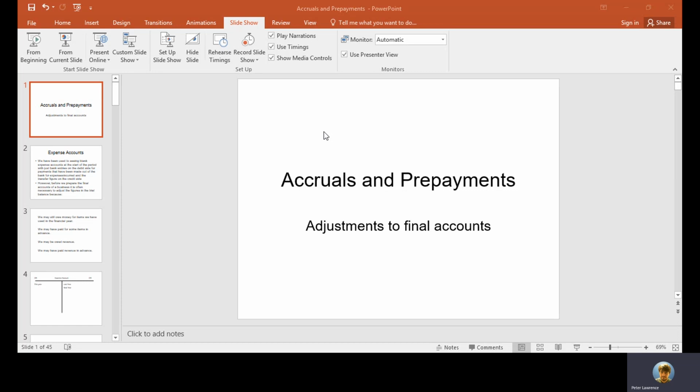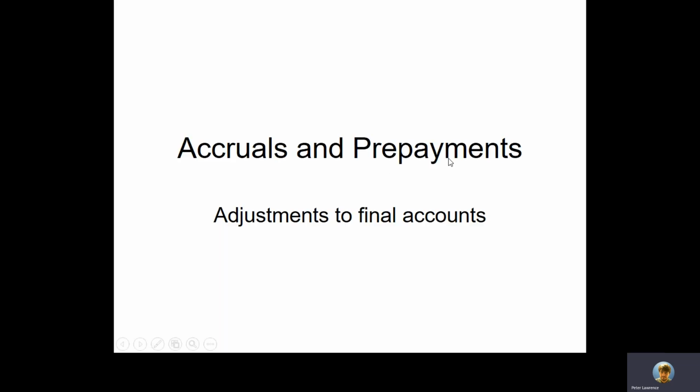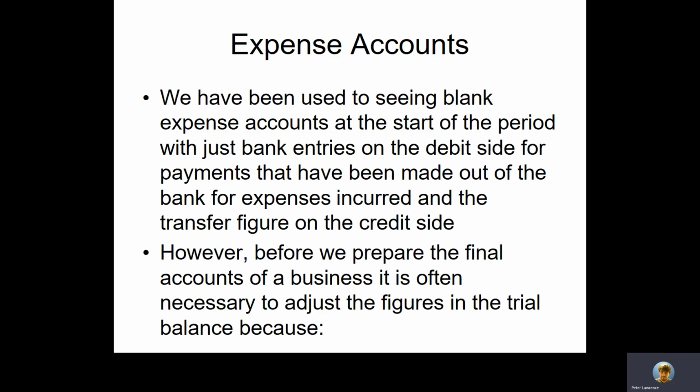Okay, so we're going to have a look today at accruals and prepayments. Accruals and prepayments are adjustments that we make to our final accounts. So essentially they adjust the trial balance or the figures within the trial balance so that we can adjust our profit and loss and our balance sheet, our income statement and statement of financial position, if you want to use the modern terms. So we've been used to seeing blank expense accounts at the start of the period.